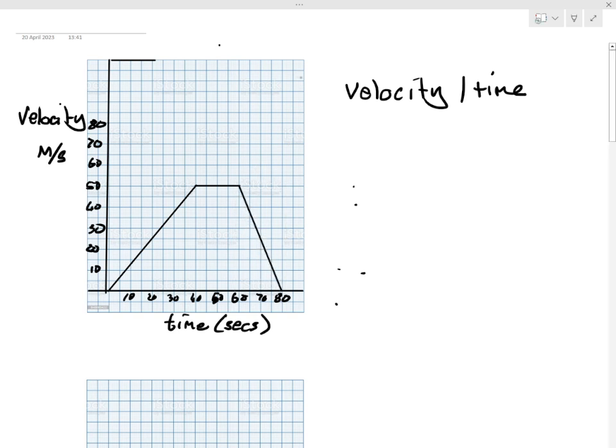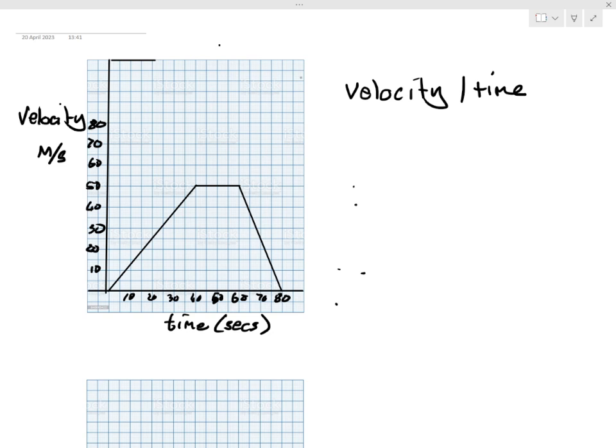So what this tells us is that over time, we started off going no meters per second, and after 40 seconds we ended up going 50 meters per second. So we've been accelerating, and we've been accelerating at a constant rate. And when we got to 50 meters per second, we maintained that speed for 20 seconds or so, and then we decelerated to come down the other side.